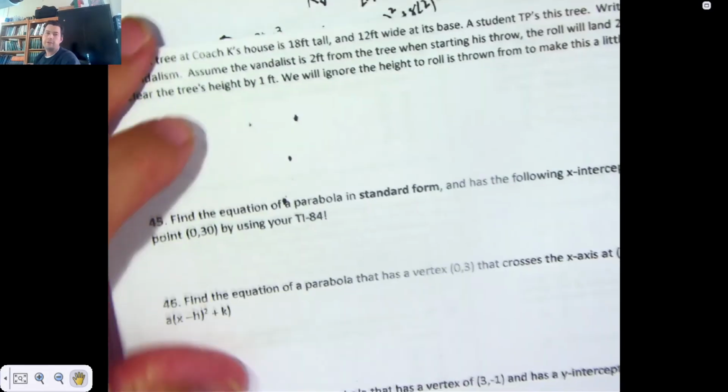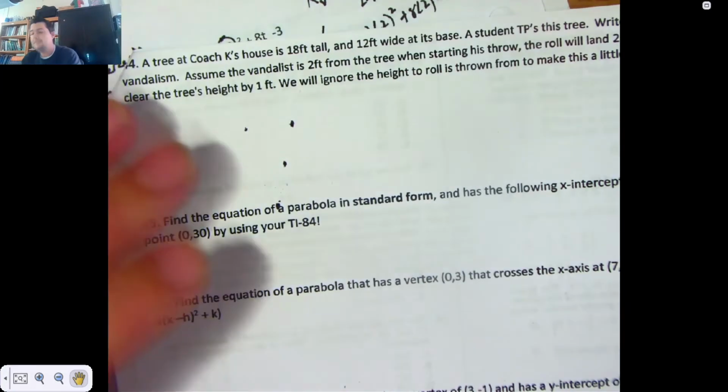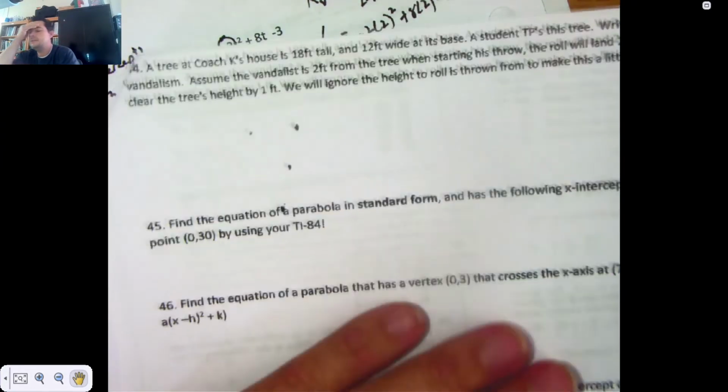Last page of the homework. Tree at Coach K's house is 18 foot tall and 12 foot wide at its base.